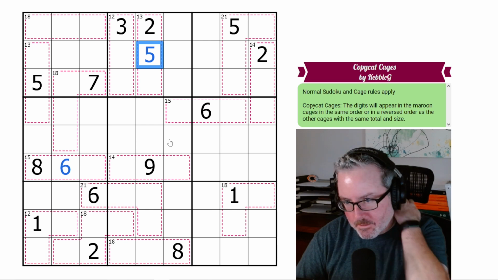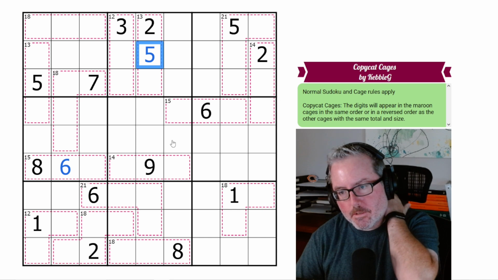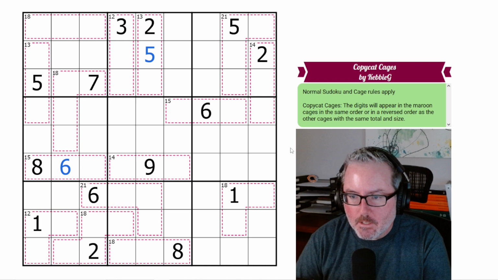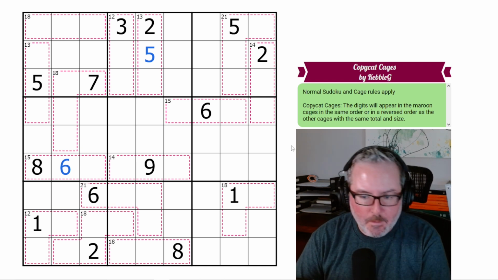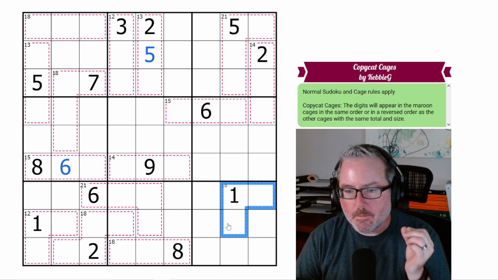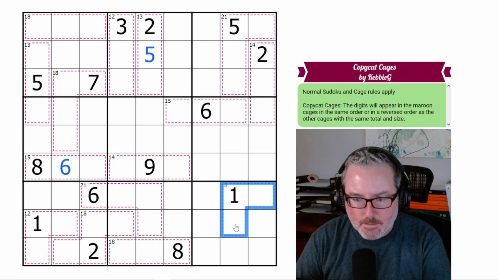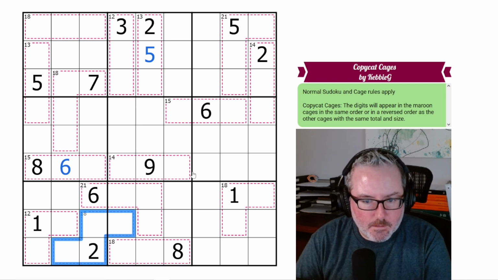Now, the interesting thing is going to be, okay, so I honestly don't recall if I read this out completely, but the rules say that the other cages have the same total and size. So I had a slight bit of confusion because you're looking at an 8. If you're just thinking about total, there could be differences between the actual cages, but because it has to be total and size, this 3-cell cannot copycat the 4-cell, which makes complete sense.